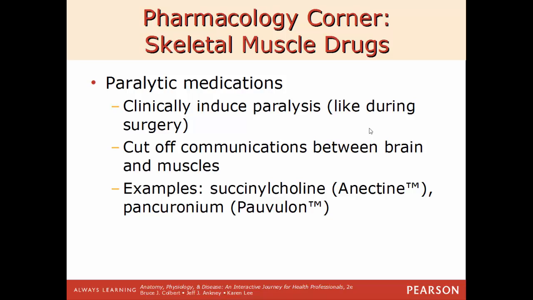Some paralytic medications. These will clinically induce paralysis, such as during surgery. What happens here is these meds will cut off communications between the brain and the muscles. Muscles will only contract when they're told to contract by the nervous system. So if they aren't told to do anything, they won't do anything. So that's what happens with these drugs. And some examples of this: Anectine and then Pavulon.